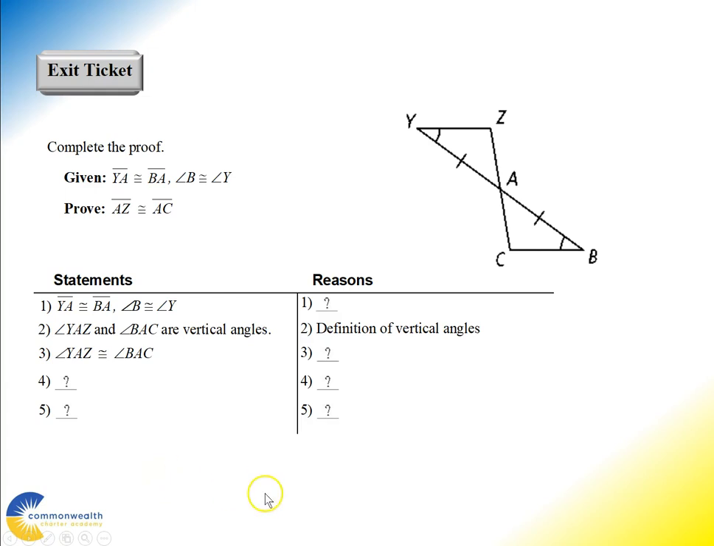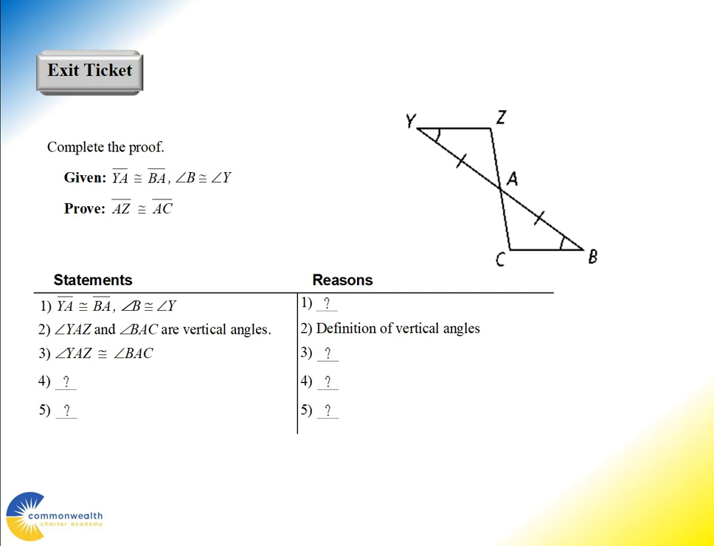So here's the answer to this exit ticket, because you were asked to fill in the missing parts of this proof, and you had some statements to do that with. So the first one, pretty obvious. I mean, segment YA congruent to BA, and angle B congruent to angle Y.